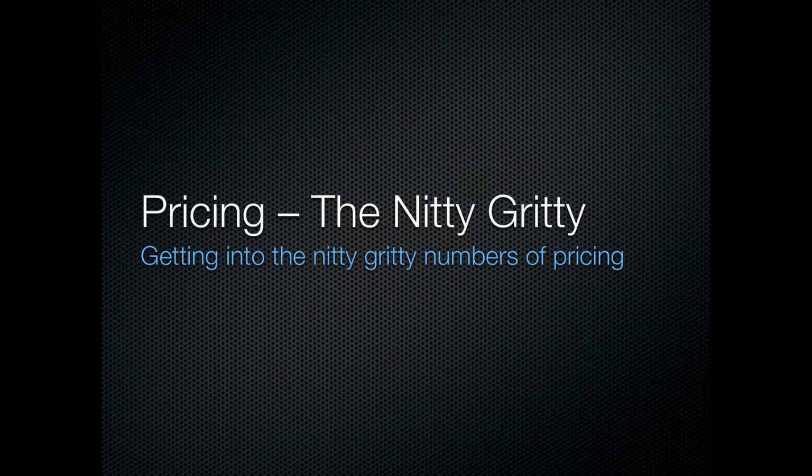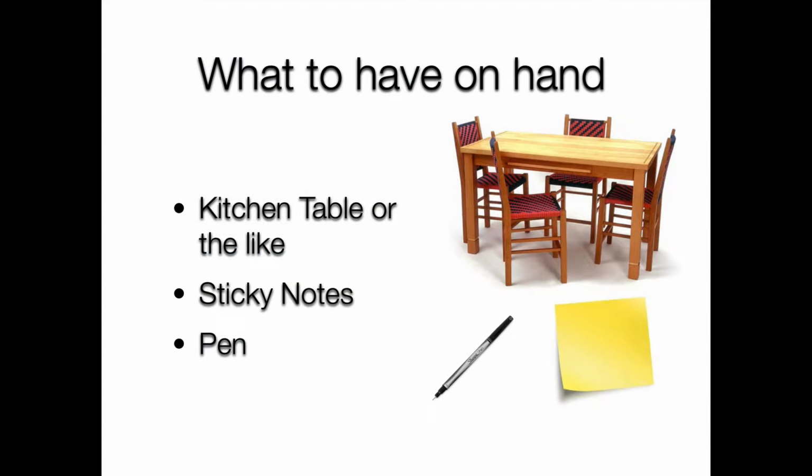Pricing. We're going to talk about the numbers, getting into the nitty-gritty numbers of pricing your products. What do you need to have on hand? Well, I recommend having a kitchen table or something like that you can lay everything out on, a set of sticky notes, and of course a pen to write some things down on. We want to keep track of everything that goes into the makeup of your products, and I find that this is the easiest way for you to visualize each product individually.